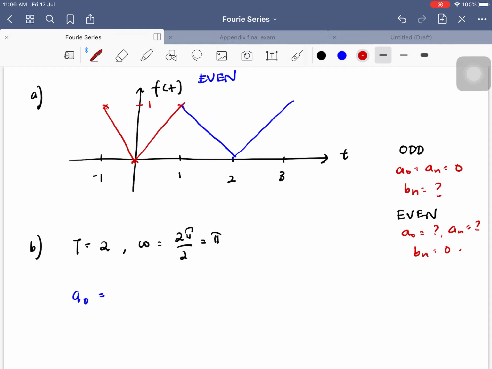So that is why, when you have an odd function, it is much easier to calculate, because for an odd function you have to calculate only one Fourier coefficient, but for an even function you have to calculate two Fourier coefficients. So now let's start with a0.